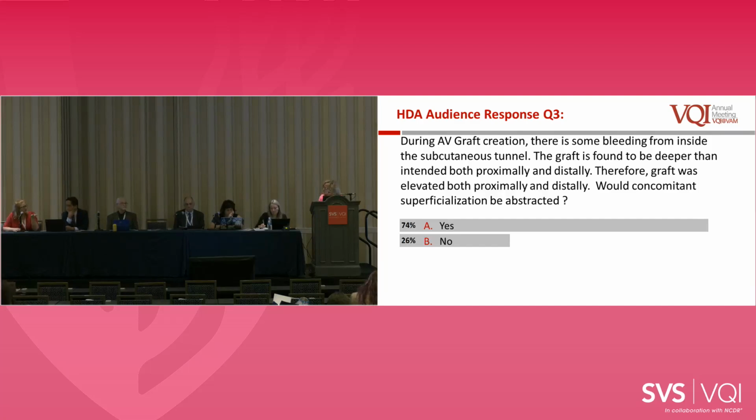From the abstractor perspective, I would have abstracted that as a concomitant superficialization because it was unintended. It happened as a result of something during the procedure that wasn't planned. Because it was an extra intervention that isn't common for sure, that would be a prompt to me to capture that in some way during the abstraction.